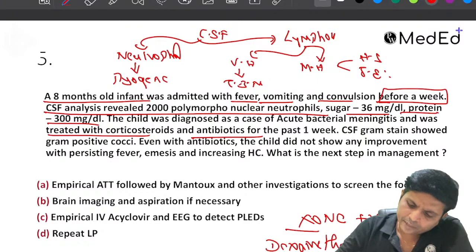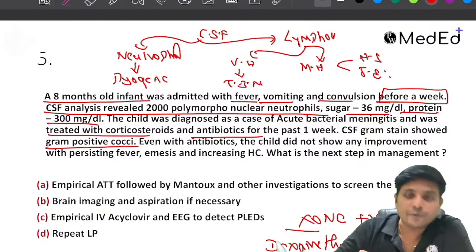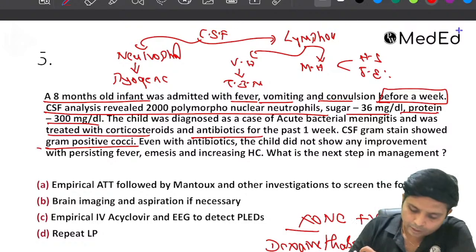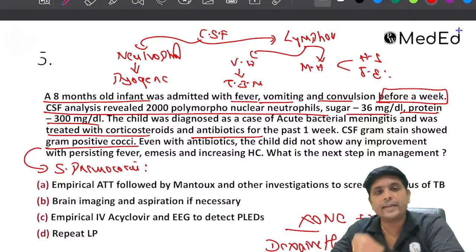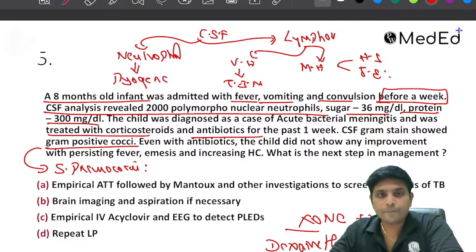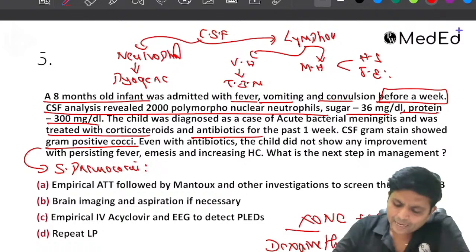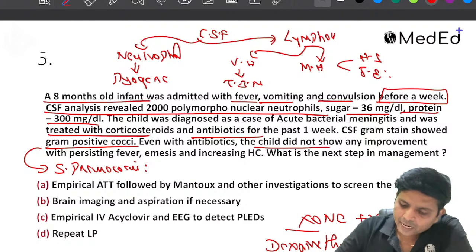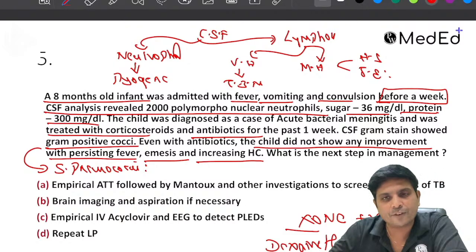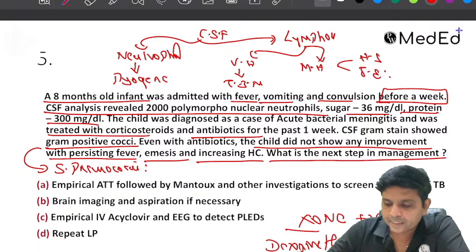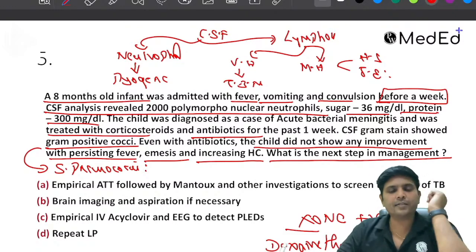Okay, CSF gram stain showed gram-positive cocci, which means probably it is Streptococcus pneumoniae, or else I can say pneumococci. But even with antibiotics, the child did not show any improvement, with persistent fever, emesis and increasing head circumference. What is the next step in management?